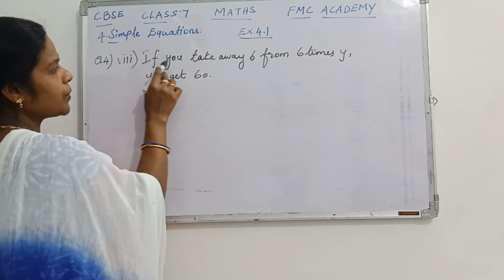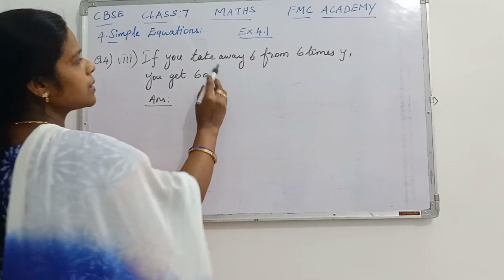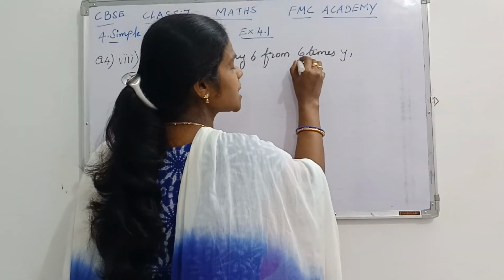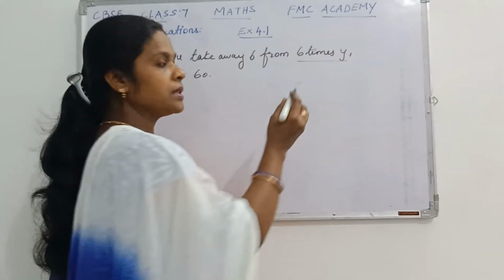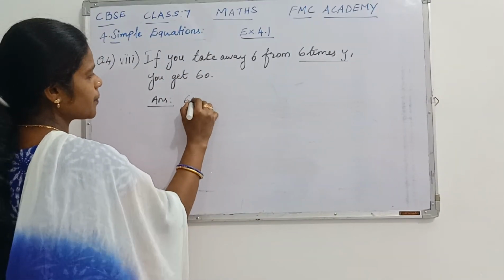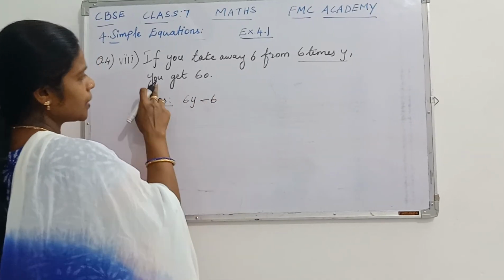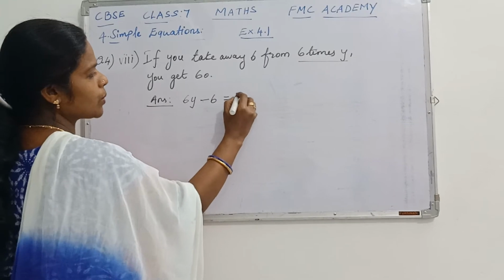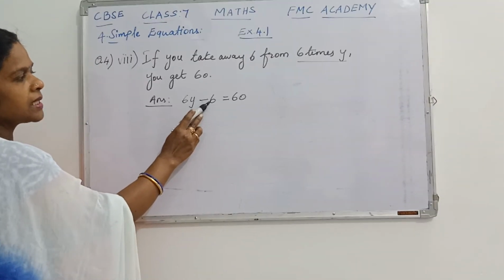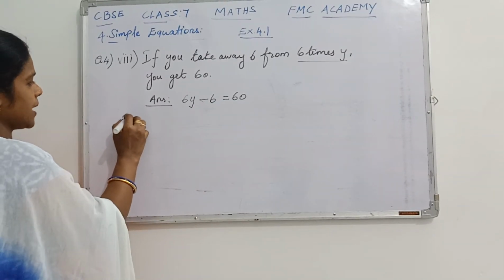What they are saying, if you take away 6. Take away means removing, subtracting. Take away 6, from which you have to subtract, 6 times y. So 6 times y, what is the meaning? Already I told, times means it is multiplied by. So 6y, right? Take away 6, you get 60. So is equal to 60. That's it. Now just see here, 6 is taken away from 6y, which gives answer as 60. Yes, ninth one now.